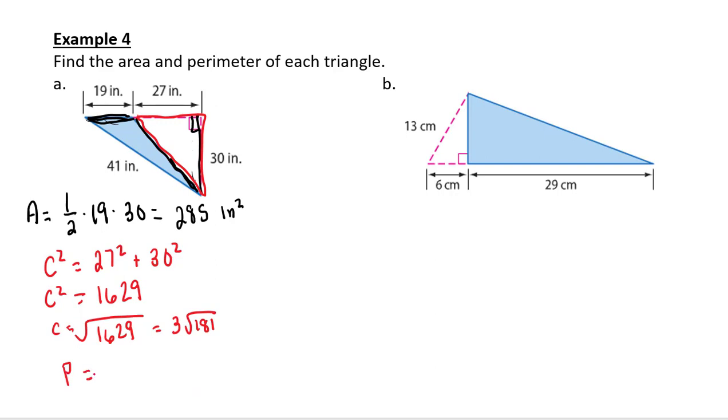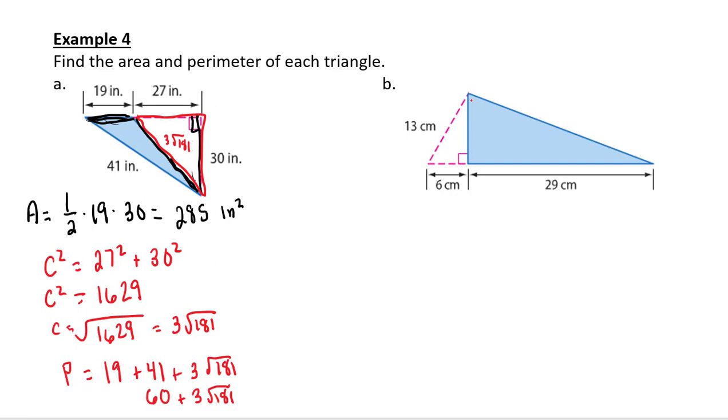So my perimeter is equal to 19 plus 41. And this hypotenuse is 3 root 181. That's really small for you guys to see. I apologize. So that simplifies to 60 plus 3 root 181. Okay, so now for B.